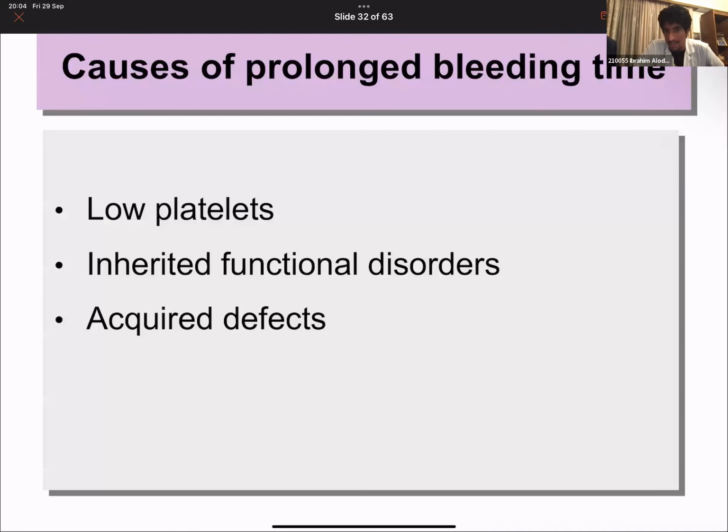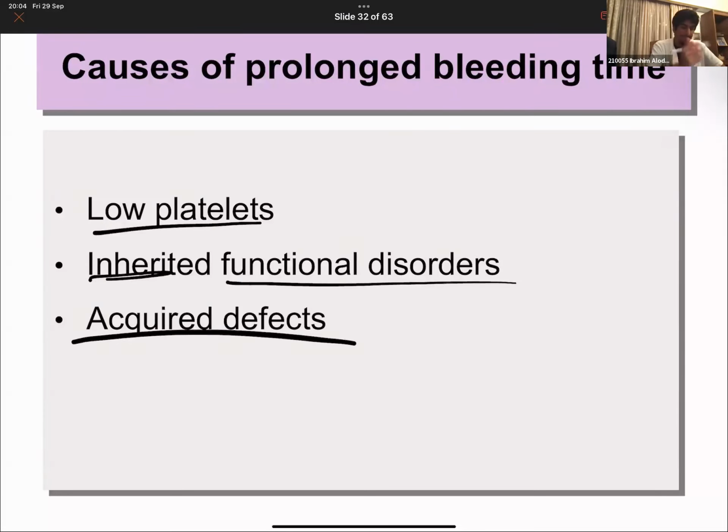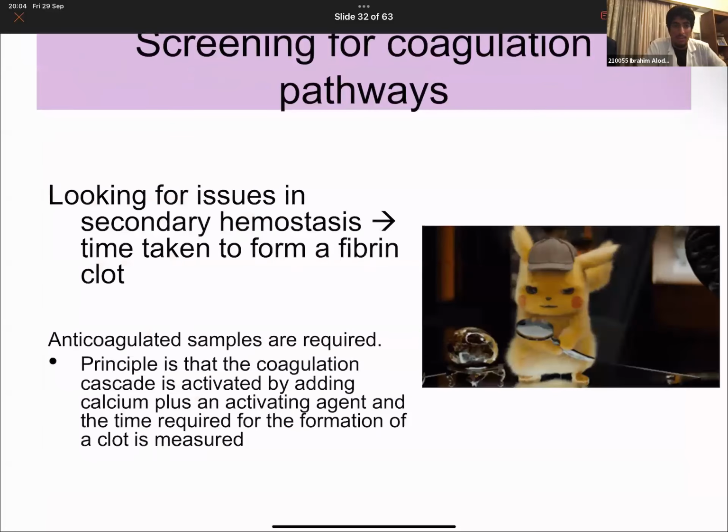So what are causes of prolonged bleeding? Again, thrombocytopenia, low platelets, a functional disorder that's inherited, or a defect that's acquired. Simply. Moving on.